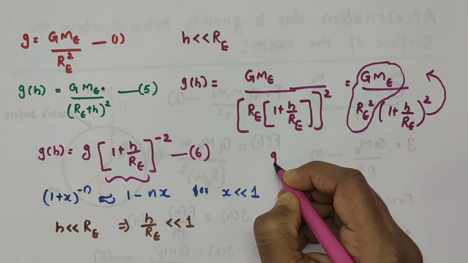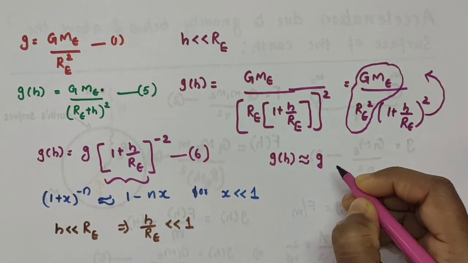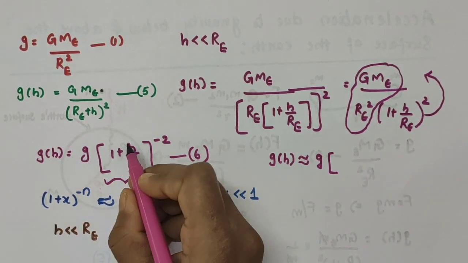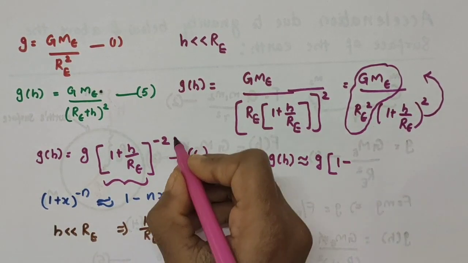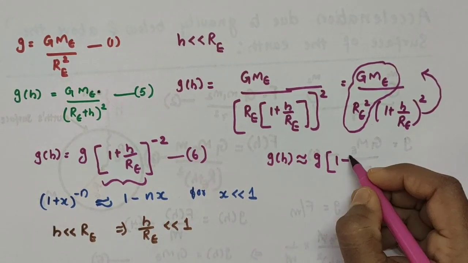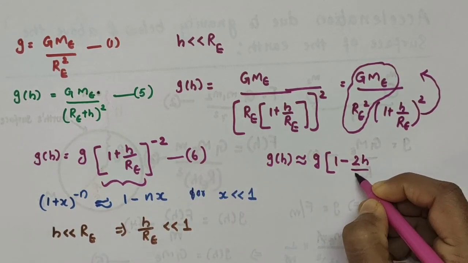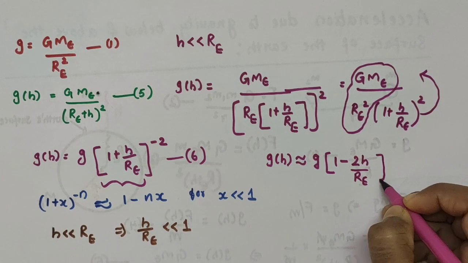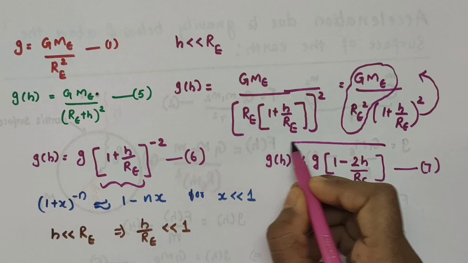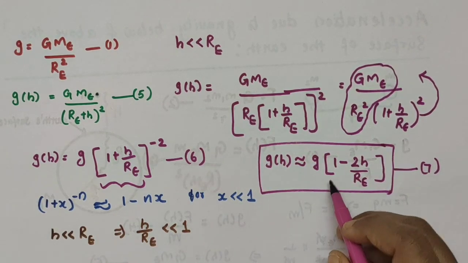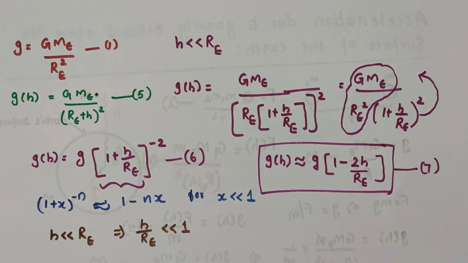So g of h, that is equation number 6, becomes, that can be approximated to what? g into 1 plus h by Re all raised to minus 2 can be approximated to 1 minus nx. That is 1 minus, what is the value of n here? 2. Okay, 2 into, what is the value of x here? h by Re. I am taking this as equation number 7. So we got an expression, that is g of h is approximately equal to g into 1 minus 2h by Re when h is very much less than Re.